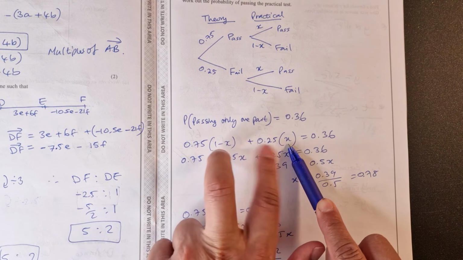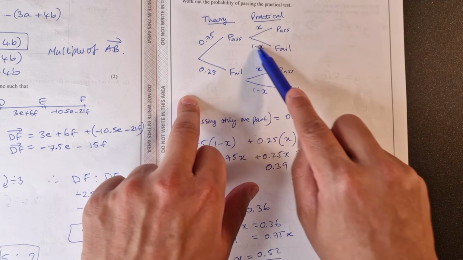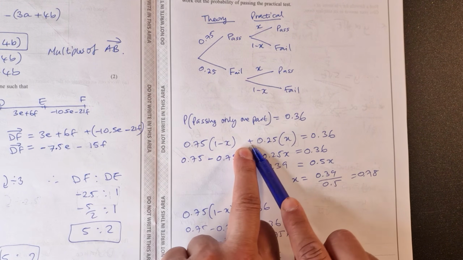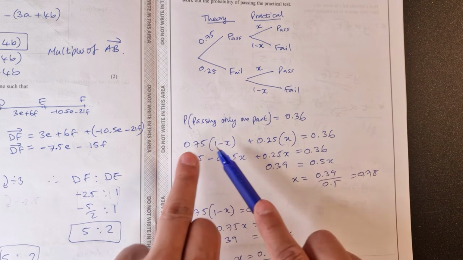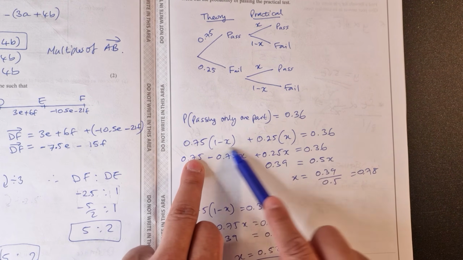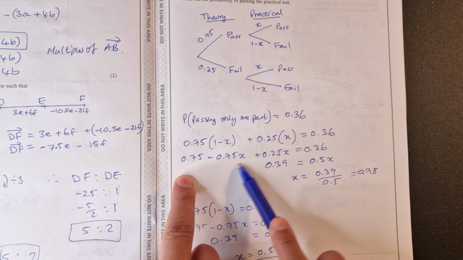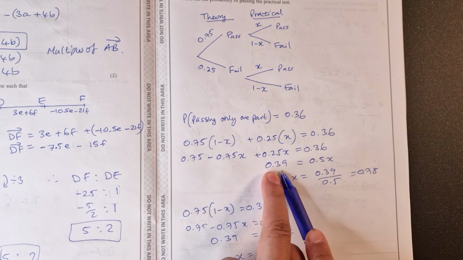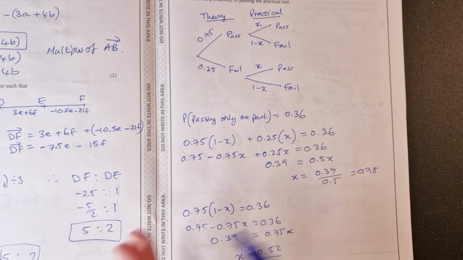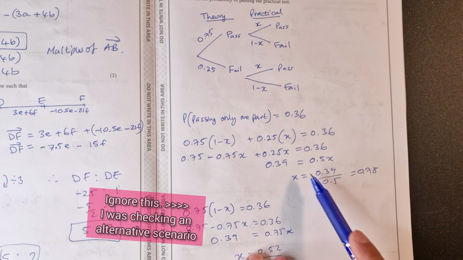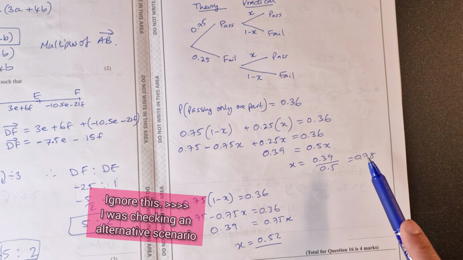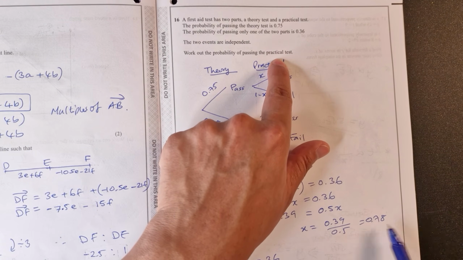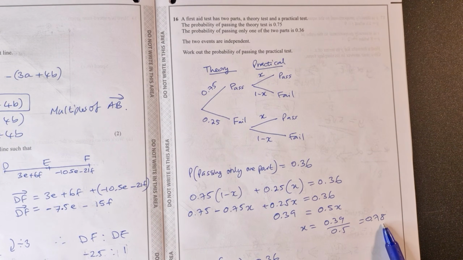And those two, when you add them together, because it's either pass and fail or fail and pass, and "or" in probability means add. All right, so I've set up a nice equation there, and I just need to solve that. So expand this out, I get that, expand, well, that's just 0.25x. Collect the like terms, take the x's onto one side, numbers onto the other side, and so on and so forth, and you get a final answer for x of 0.78. So the probability of passing the practical is 0.78.